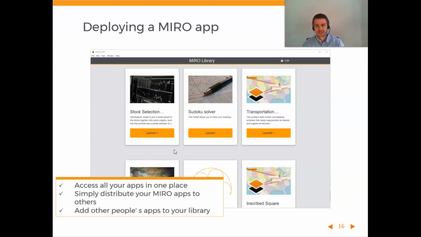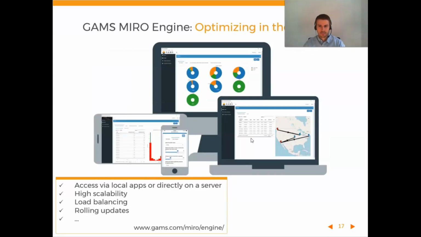So, as I said, everything is self-contained in one file, and this is also platform independent, so you can also use it on a Mac or Linux. When you installed Miro on your computer, you can open it and you will see your personal library, which will look like this here. Miro comes with some example applications, which you see here, and one of them is also this transportation model containing the map. Right, deployed apps can also be put on a server where they can be accessed via smartphone, tablet, or any modern web browser.